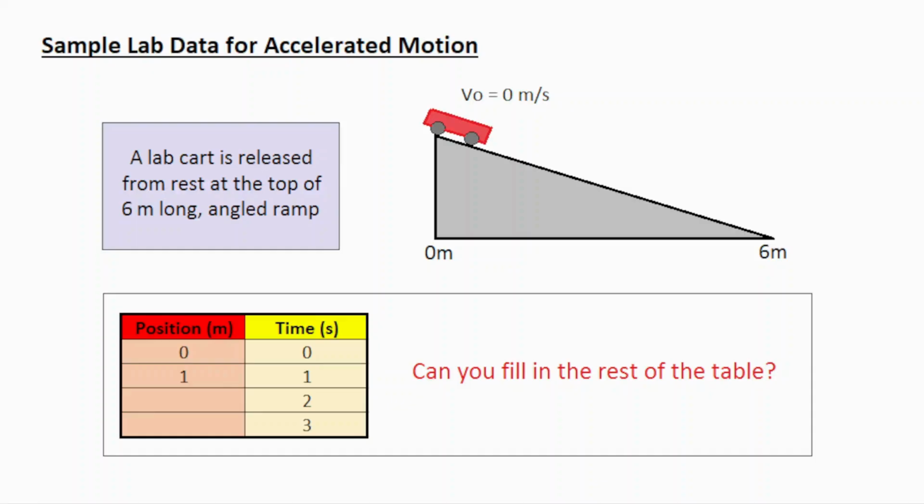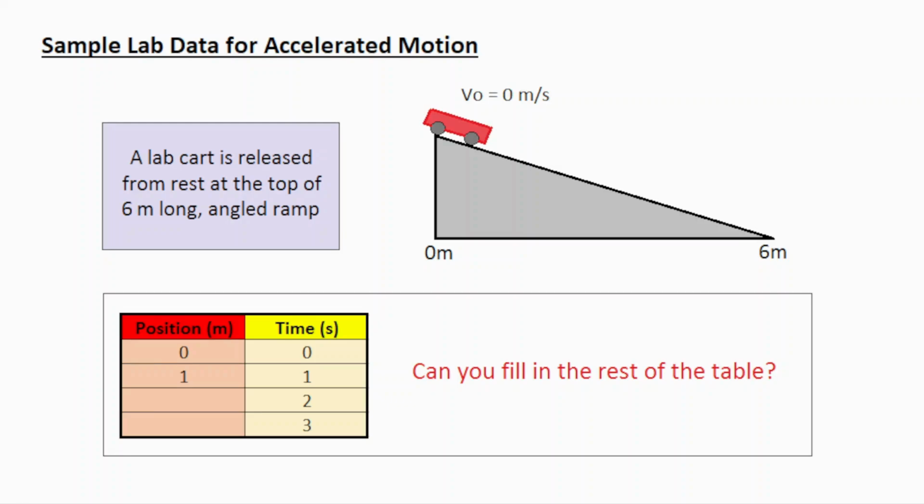Let's look at an object that is accelerating. Here we have a cart released from rest at the top of this angled ramp. I expect the cart to speed up, starting at a position of 0 meters, and approaching a position of 6 meters. In the data table, I am tracking the position of the cart every second, from 0 seconds to 3 seconds. 2 of the position values are known.